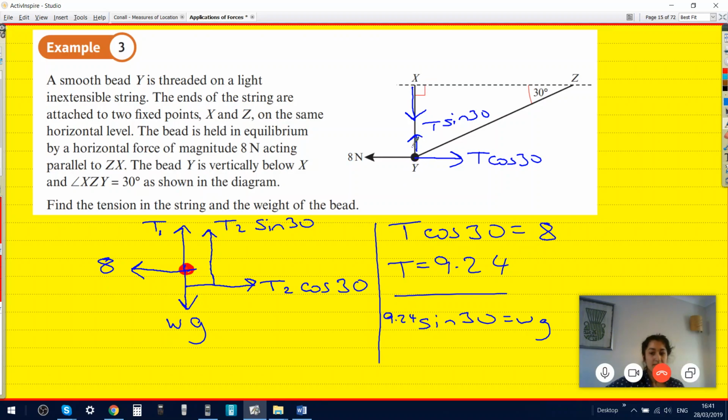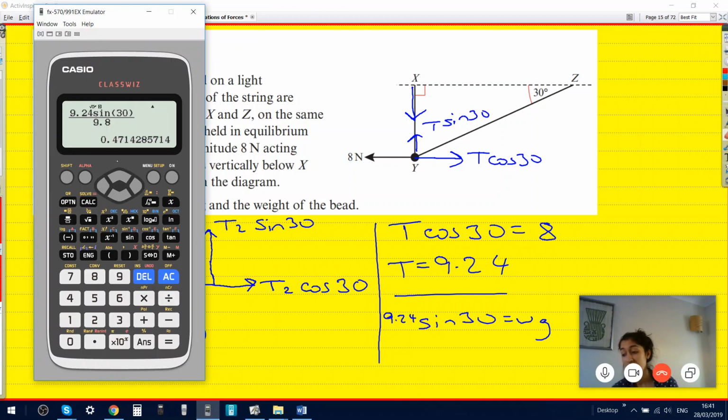Yeah. So we've got the tension in this string, and then the vertical component of the tension in the diagonal string. So we've got T and T, so T plus T, no, T sin 30 plus T minus Wg. Yeah. And then work that out, and then you should get an answer.